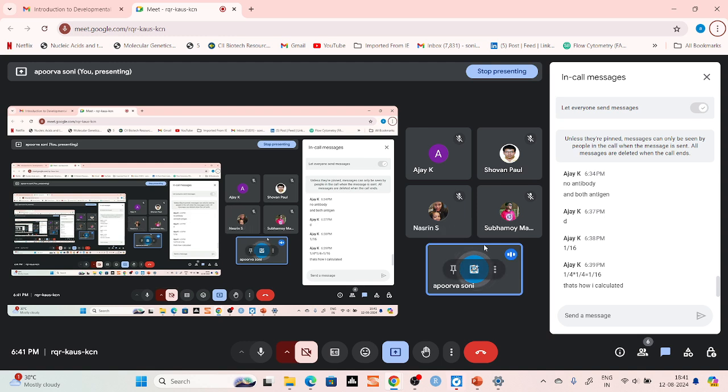So Ajay has answered 1 is to 16. Others, Nasreen, Shoven, Shubhamoy, can you think what can be the answer? Any guess, like any basic concept also if you know? Okay, 1 is to 16. Okay, good. Yes. So the correct answer is 1 is to 16. Now I will explain how.